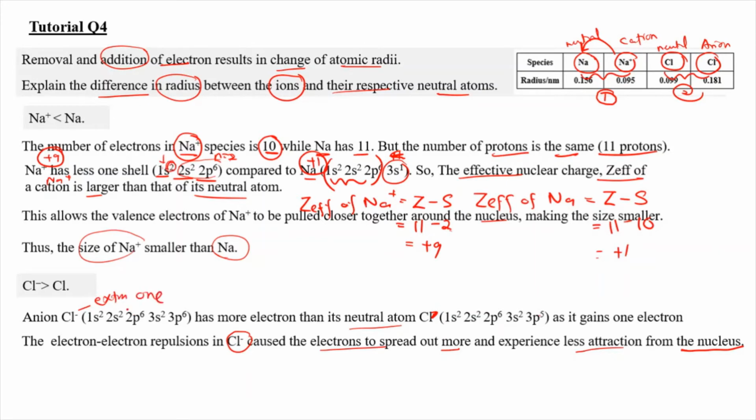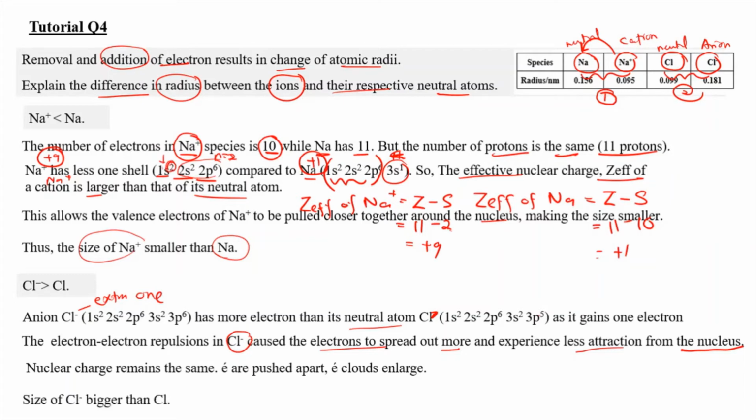Okay, so the extra electron will spread the electrons even more and cause it to be larger. And you know that the nuclear charge remains the same, which is the proton number, and this allows the electrons to be pushed apart and the electron cloud to enlarge. As a result, the size of Cl- is going to be bigger than the chlorine neutral atom. Okay, so that's all for question 4.